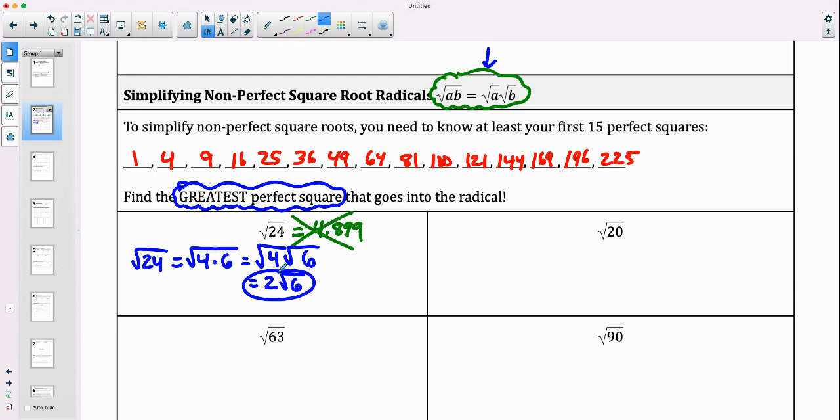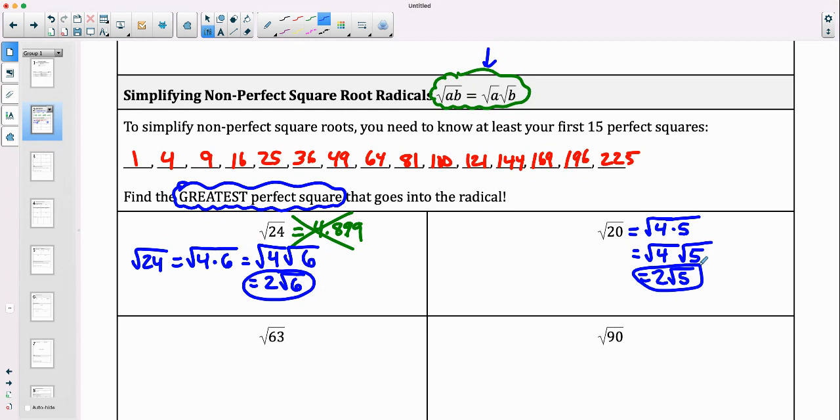Square root of 20, you can take the same thing out. So for square root of 20, we would write that as square root of 4 times 5. 4 is a perfect square that goes into 20 five times. And then we can split it up. That's the square root of 4 times the square root of 5 separately. And we know the square root of 4 is 2. So the simplified version of square root of 20 is 2 with a square root of 5 after it.